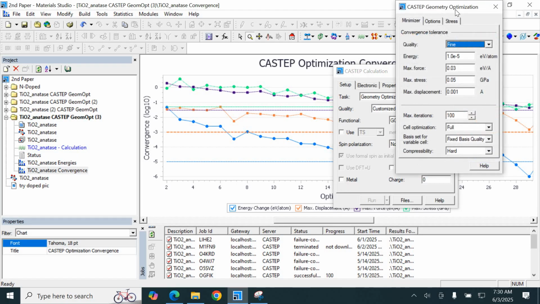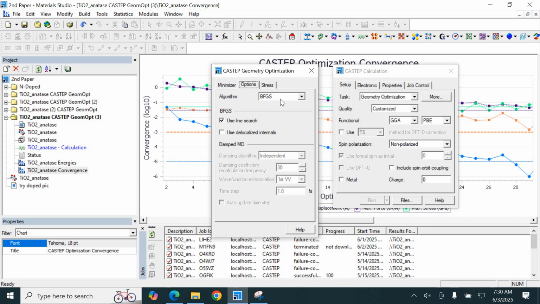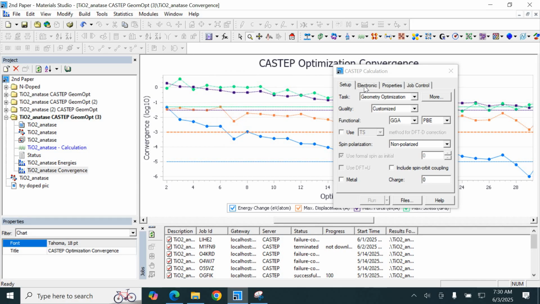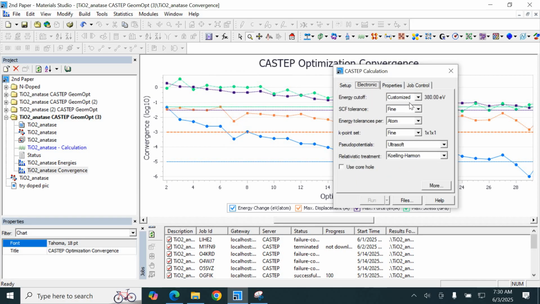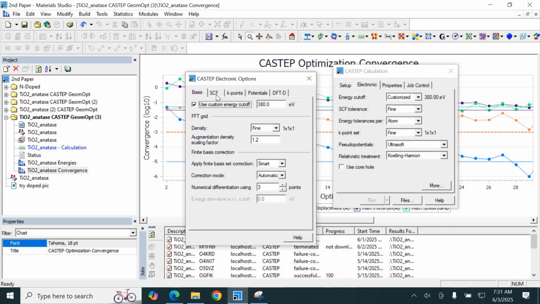Okay, if we go toward the more option, we will find, as I told you, I did this calculation with fine quality, and from the algorithm section I selected the BFGS algorithm, as we discussed in the previous video. So moving ahead toward the electronic properties, you see I customized the cutoff energy up to 380 electron volt. The k-point was not 1 × 1 × 1, it must be 2 × 2 × 2, but whenever we run the calculation, all the parameters have been disturbed, and then I use ultrasoft pseudopotential.